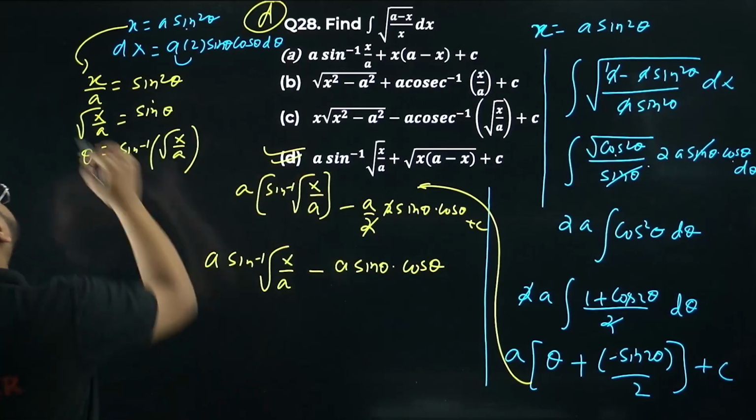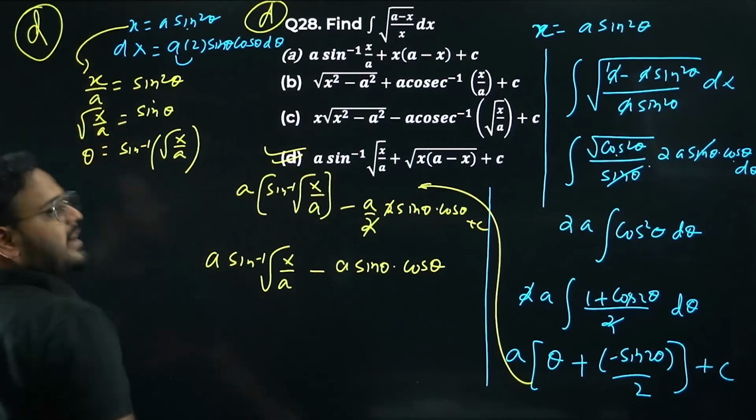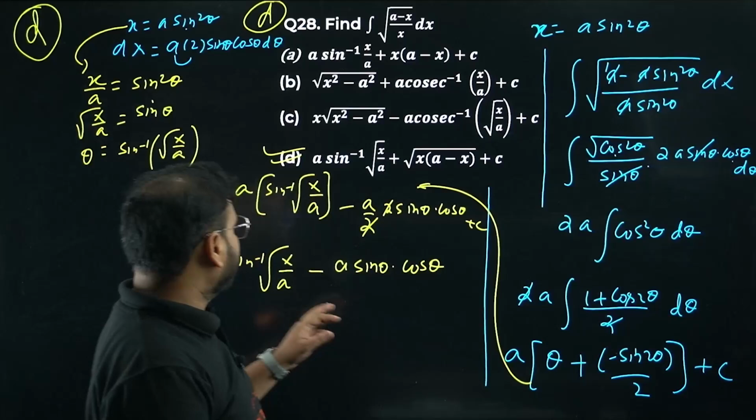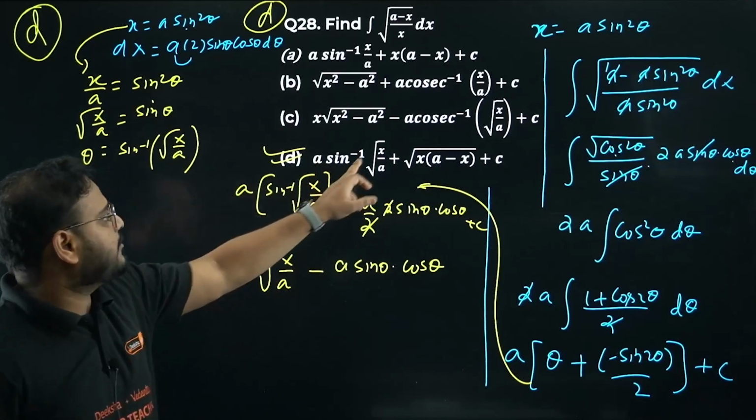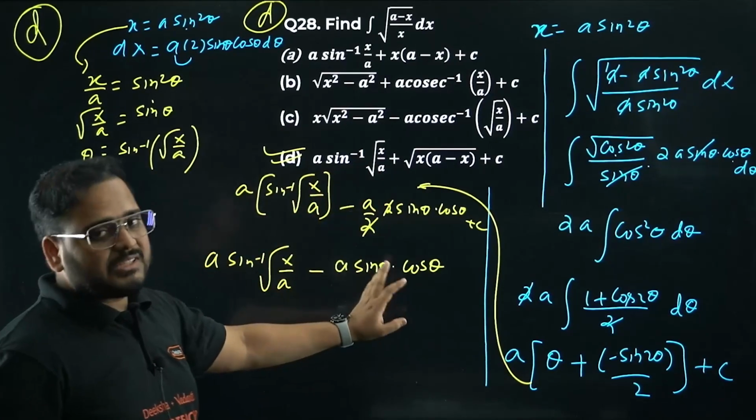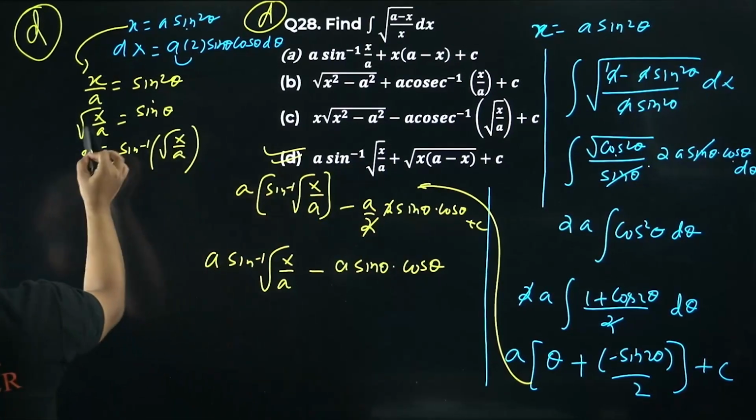How come, sir? How come D is correct? Please check. If you have a look over here, we have only one term like this, a sine inverse of root x by a. If you want to solve this, you can solve, no? Sine theta value is how much, sir? Root of x by a.